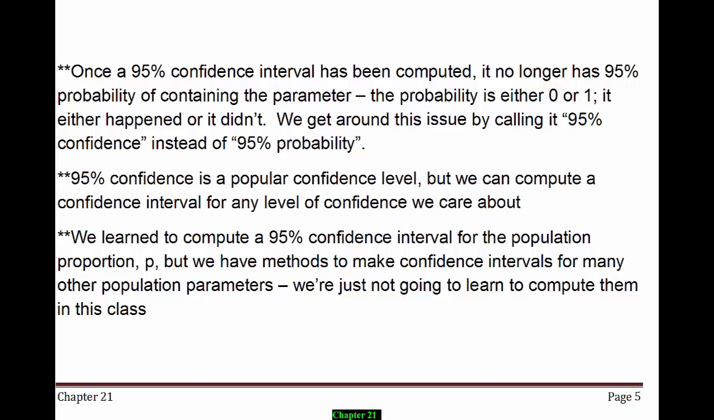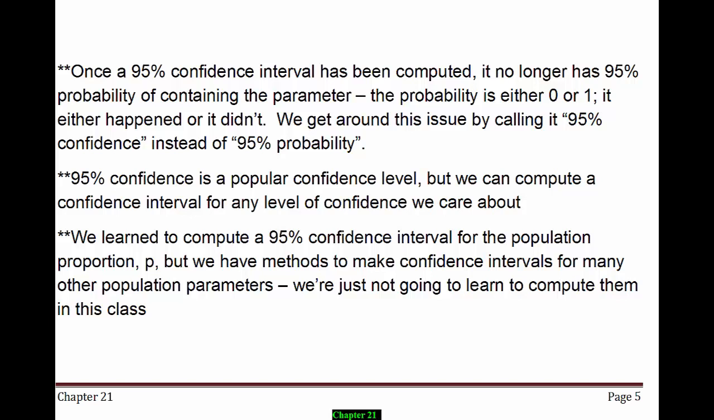Before you compute it, the way that we cooked up the method to compute it tells us that there's 95% probability or a 95% chance of that interval containing the true parameter. But once we take our sample, it's like we've already rolled the die. So once we take our sample and compute our confidence interval, it either is one of the ones that missed or it's one of the ones that hit. And we don't know which one. So the probability is either 0 or 1 at that point. It no longer has a 95% chance of containing the parameter. It either happened or it didn't. And the way we get around that issue is by calling it 95% confidence rather than 95% probability.